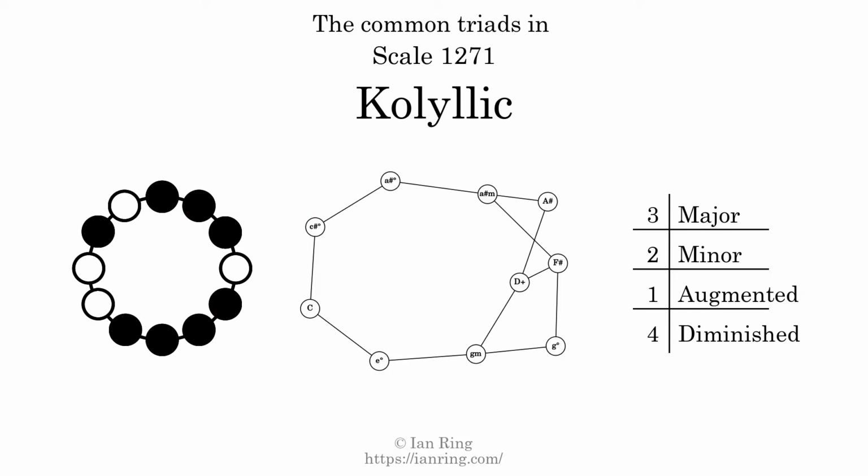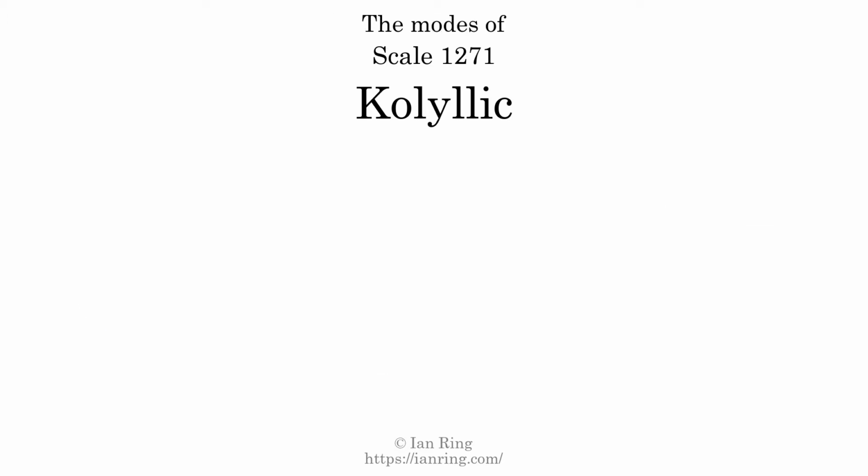Here is a Hamiltonian path of parsimonious voice leading that uses all the triads. This scale has 8 modes. The first mode is itself. The second mode is scale 2683, also known as Kolyllic. It sounds like this.